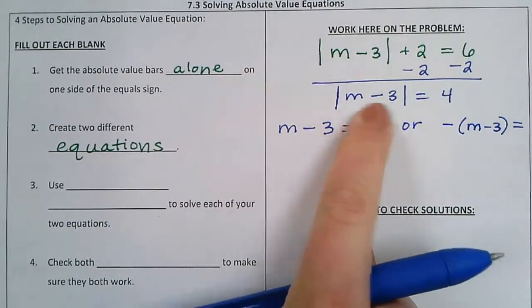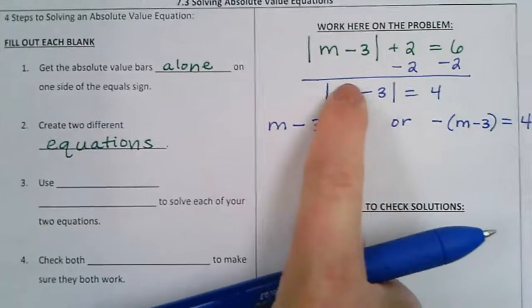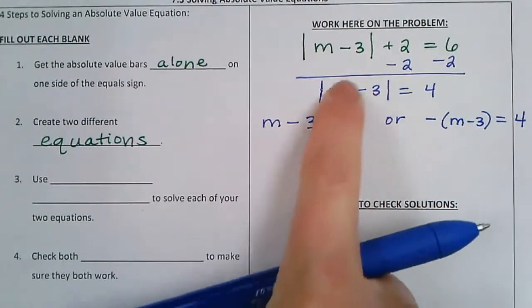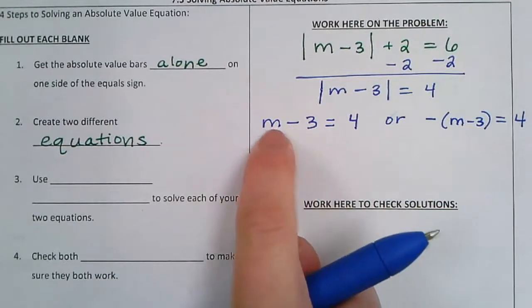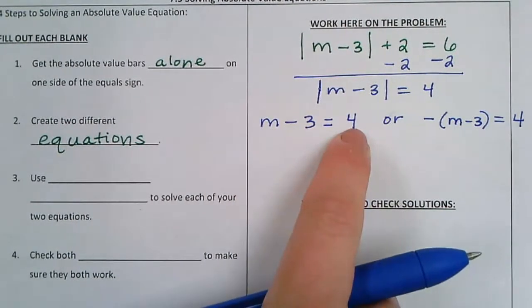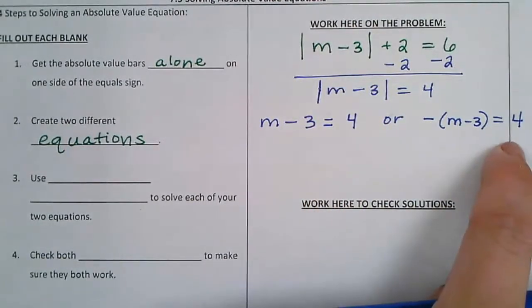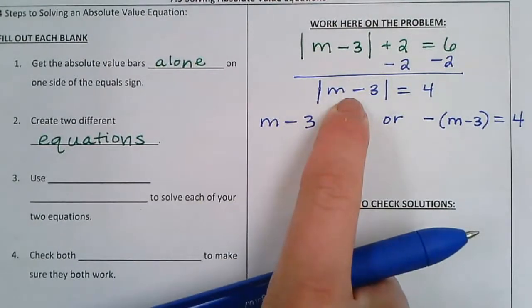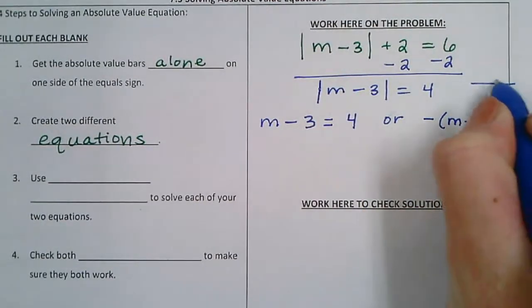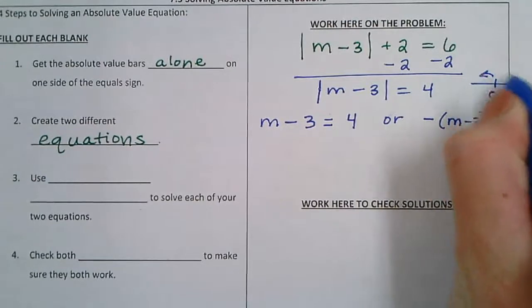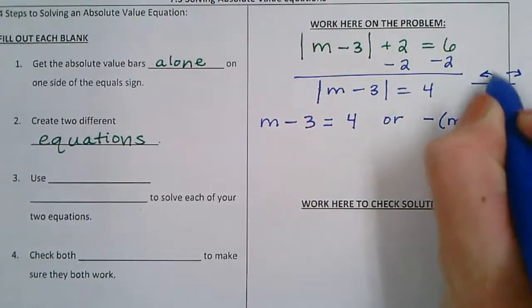Because the whole thing could be a positive 4, or it could be a negative 4. So this value is either m minus 3 equals 4, or the negative m minus 3 equals 4. Because if I had this on a number line, the distance from 0 could be the positive over here, or the negative.